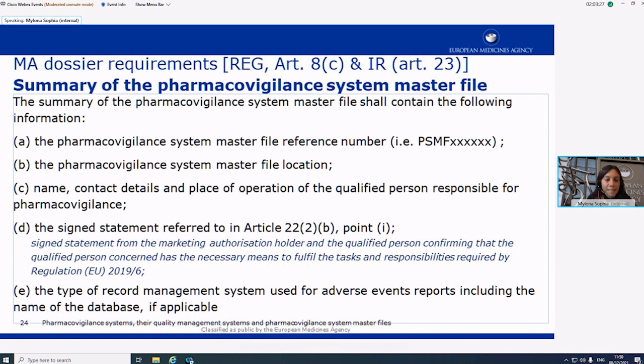We need a signed statement, and this will be signed by the market authorization holder and the QPV to confirm that the qualified person for pharmacovigilance has the necessary means to fulfill the tasks and responsibilities required by the regulation. And we also need to have the type of record management system used for adverse event reports. And this should include the name of the database, if this is, of course, applicable.